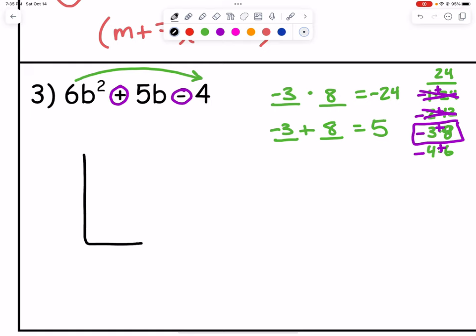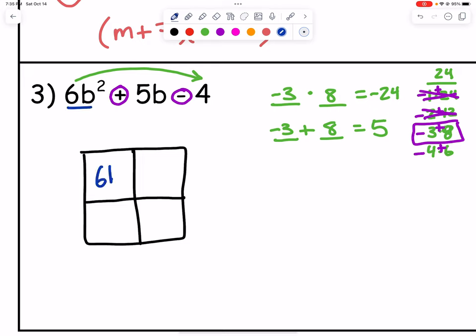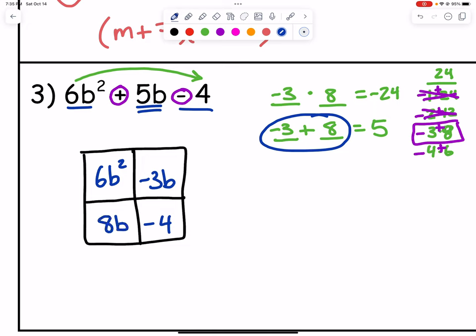So let's set up our box and give yourself plenty of room to fill in the terms. We put the first term in the top left corner, the last term in the bottom right corner, and then in place of 5b, we're going to put negative 3b and positive 8b. Because those are equivalent to 5b if we were to add them back together. Then let's start with the same thing we've been starting with. The first row is 6b squared minus 3b. They have 3 and a b in common. So we put that out to the side. Then the second row has 8b minus 4. So those have a 4 in common, so we'll put that out, but we can't take out any b's since they both don't have a b.